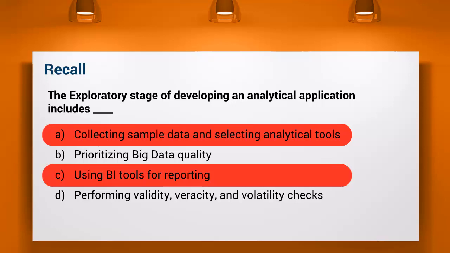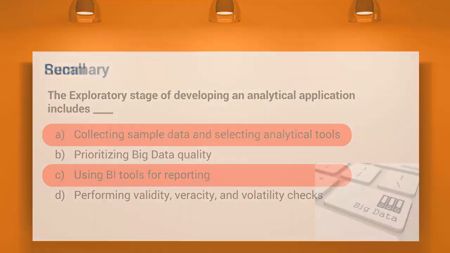The exploratory stage of developing an analytical application includes 1. Collecting sample data and selecting analytical tools, such as the extract, transform, and load (ETL) technology. 2. Performing data quality checks and transforming data as needed. 3. Developing analytics and models of big data. 4. Developing visualization alternatives. And 5. Validating results and finalizing a model.